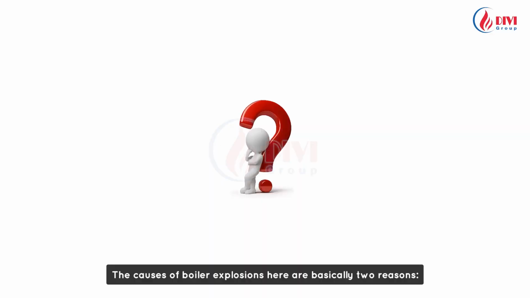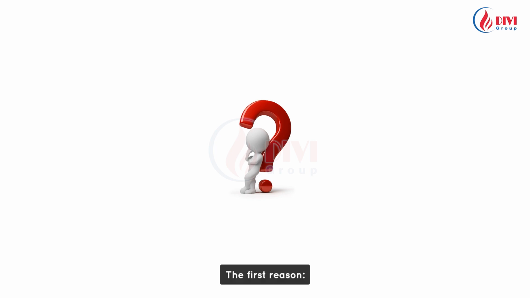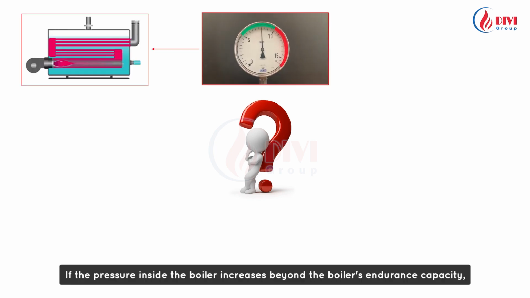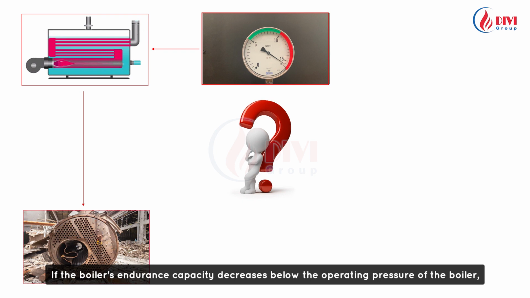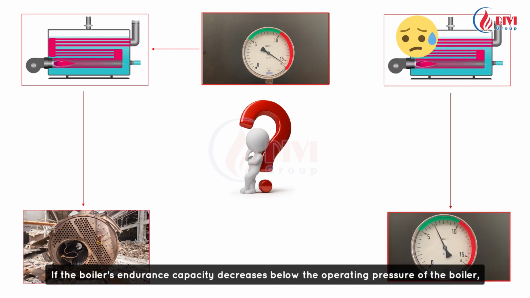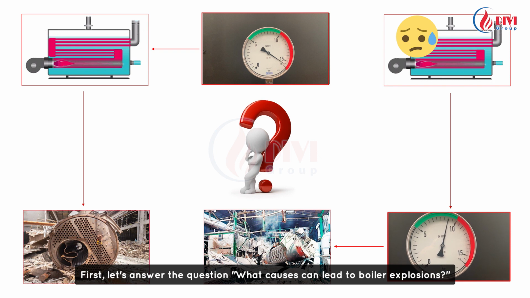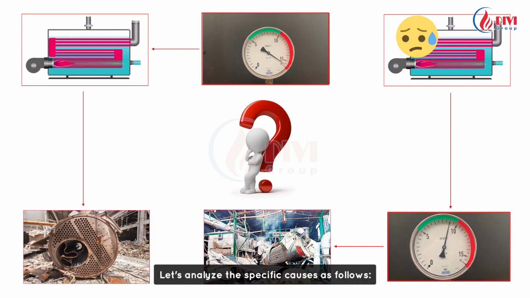The causes of boiler explosions here are basically two reasons. The first reason: if the pressure inside the boiler increases beyond the boiler's endurance capacity, it will lead to a boiler explosion. The second reason: if the boiler's endurance capacity decreases below the operating pressure of the boiler, it will lead to a boiler explosion. Let's analyze the specific causes as follows.